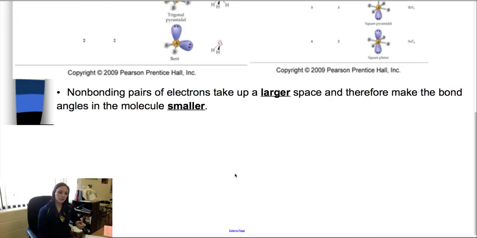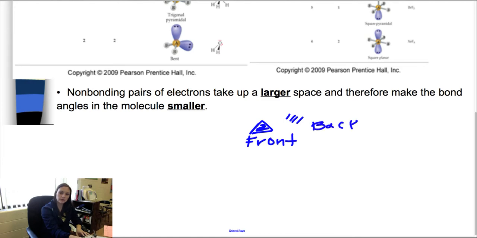Alright, non-bonding pairs of electrons do take up a larger space and therefore make your bond angles smaller. If we remember when we draw these from last year, you have a triangle that is filled in or some dashes. Remember, the triangle means that atom is sticking out front. Those little dashes mean that atom is in the back.